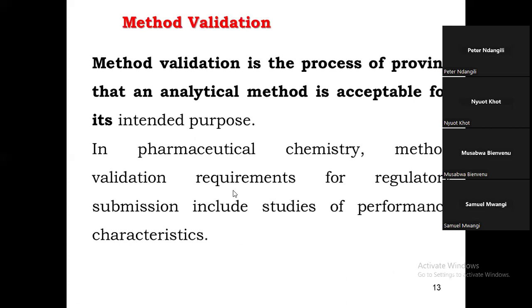Then you need to do a method validation. And what is this method validation? Method validation is a process of proving that an analytical method is acceptable for the intended purpose. In pharmaceutical chemistry, the method validation requirements for regulatory submission include studies of performance characteristics. And when we talk about performance characteristics, then that particular method has to have specific figures of merit, which I'm going to take you through.